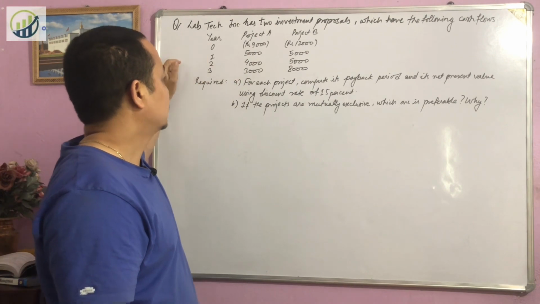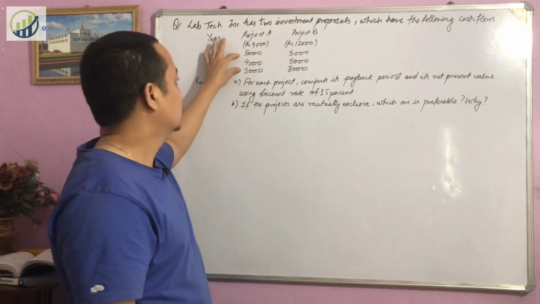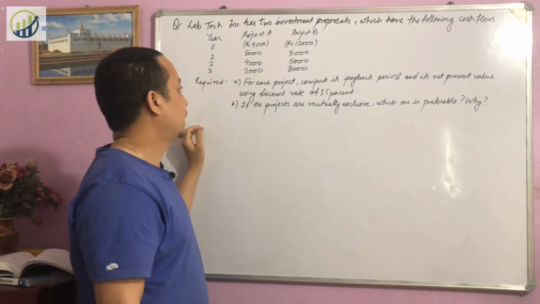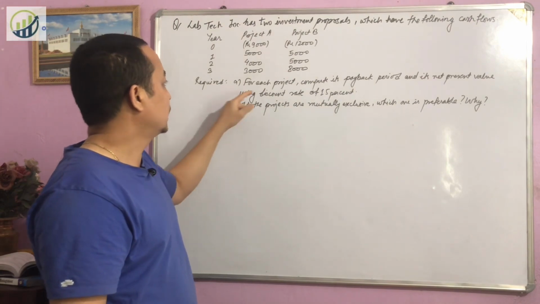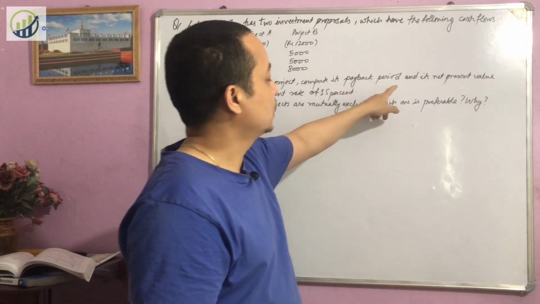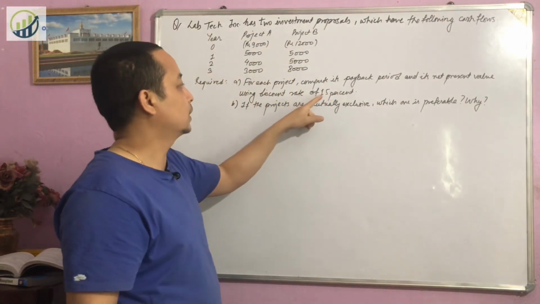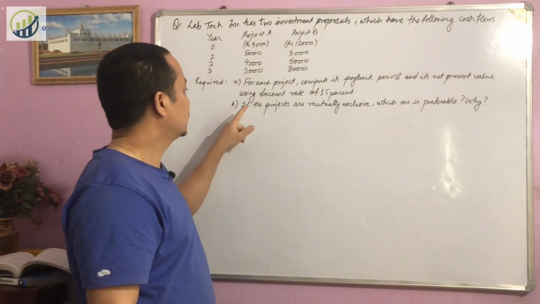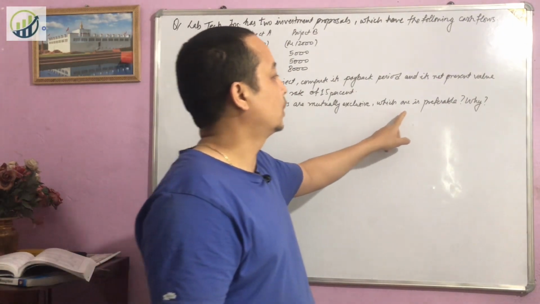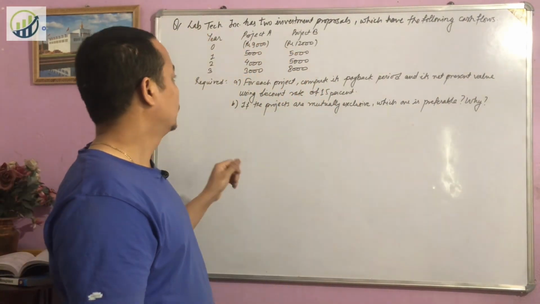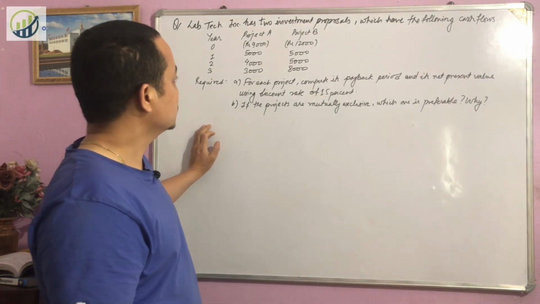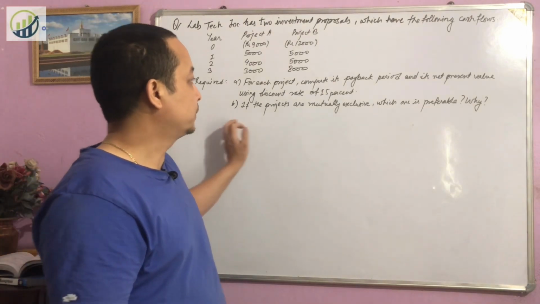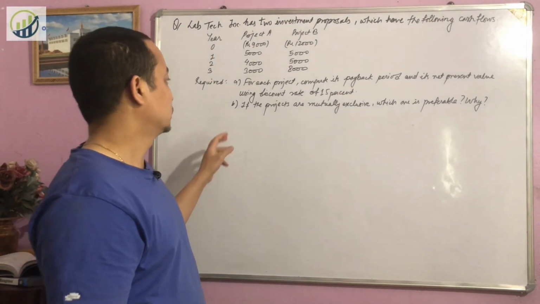So the cash flows are uneven cash flows. By using these cash flows you have to find out the payback period and net present value. Required: for each project, compute its payback period and its net present value using a discount rate of 15%. In the second question, if the projects are mutually exclusive, which one is preferable and why. You have to depend upon the cash flows as well as follow the formulas for finding the payback period and net present value. So now let's start.